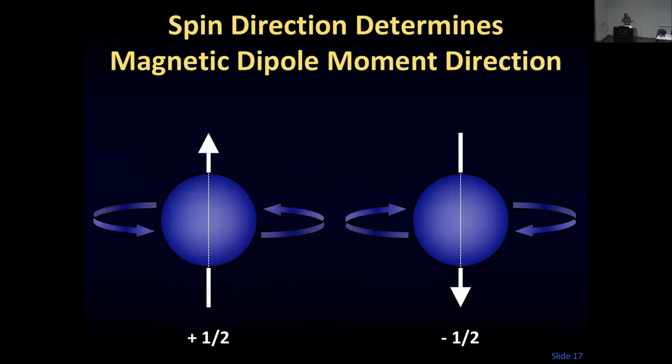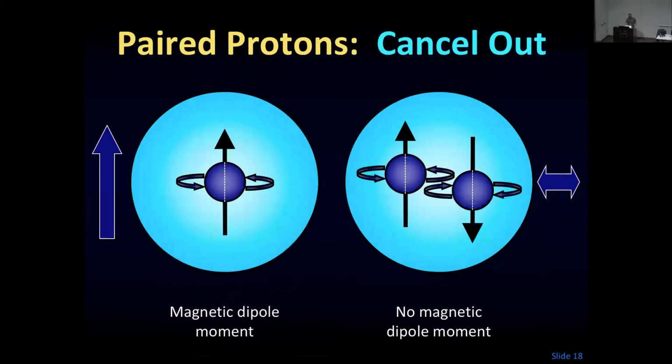Now, why is that important? Why is it important that we can have either a magnetic dipole moment pointing up or a magnetic dipole moment pointing down? Well, the reason it's important is that paired protons will cancel out. So look at the proton on your left. There's a single proton, a single spin, and the magnetic dipole moment in this particular case is pointing up, which means that there's a magnetic field that points up.